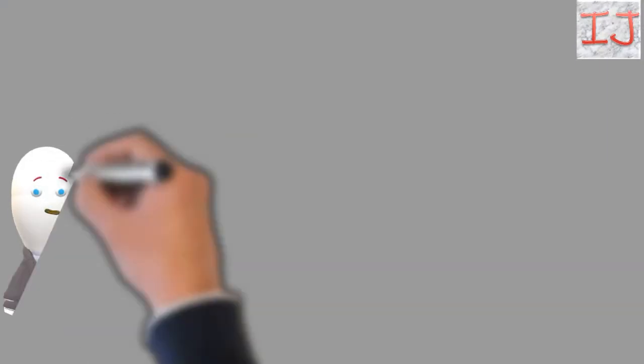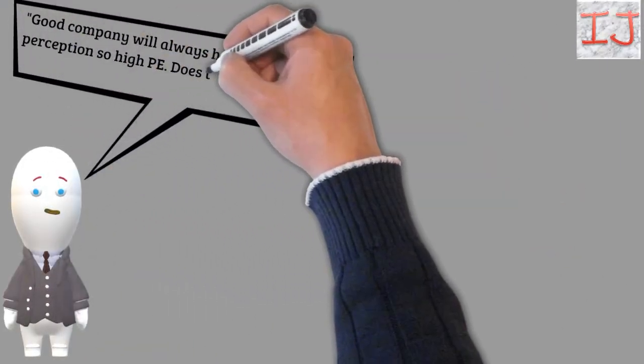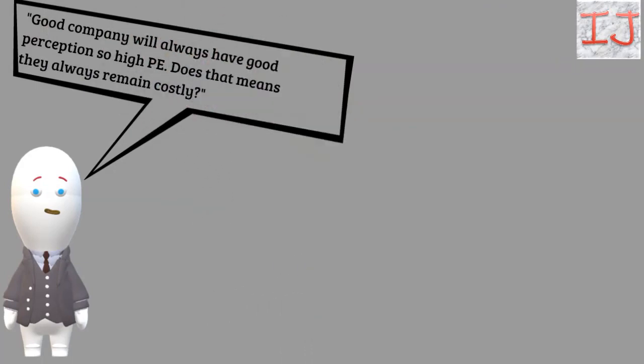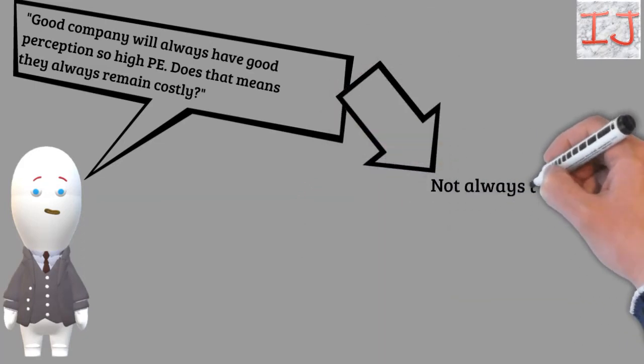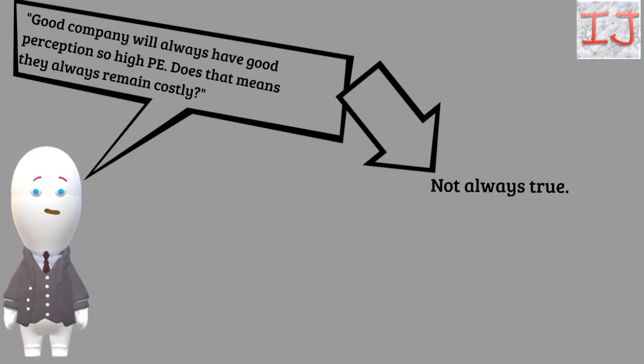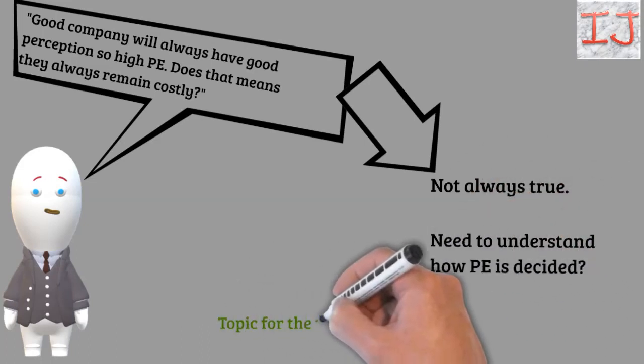From this discussion, it may seem that there will always be a better perception about a good company, so it will always have a high PE. That means a good company will always be costly. It is like a diamond, always costly as it is always considered valuable. But it is not always true. The market gives us enough opportunities to buy these diamonds, that is, good companies, at a lower PE or price. In our next video, we will discuss the factors which decide the PE.